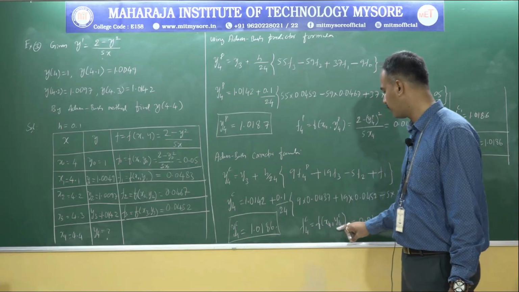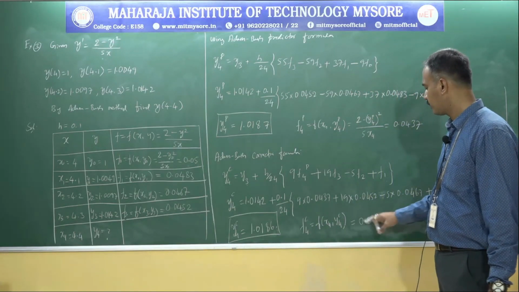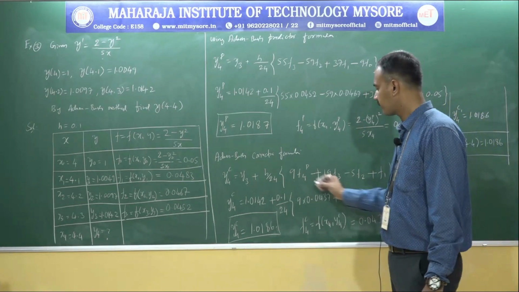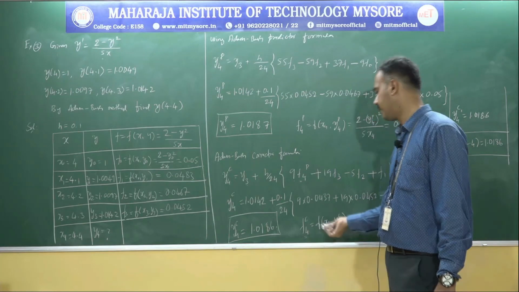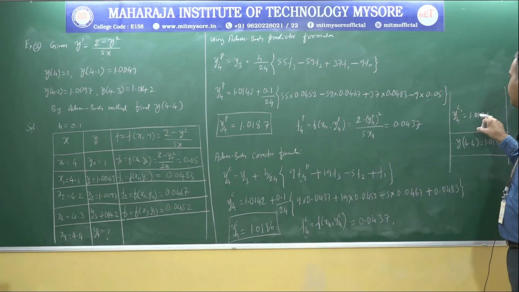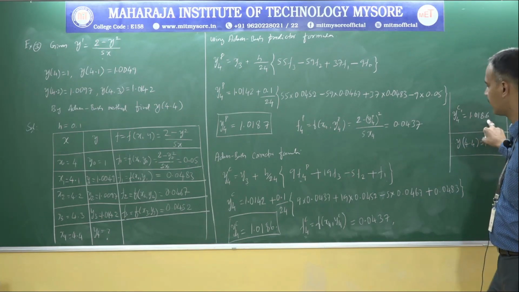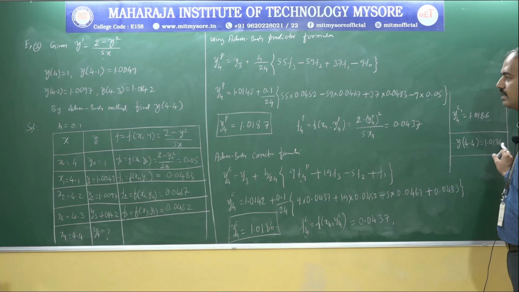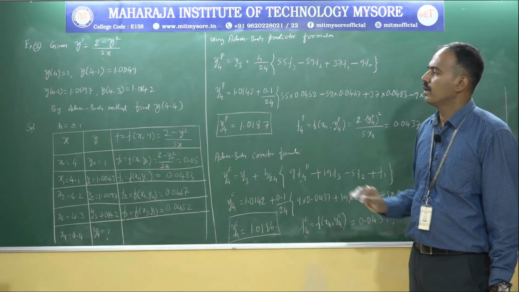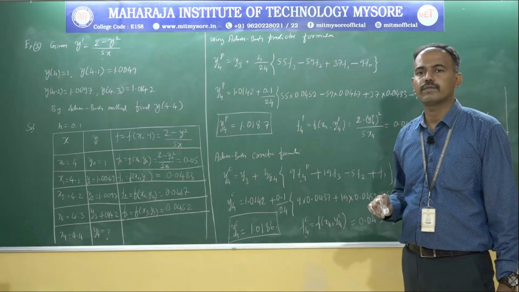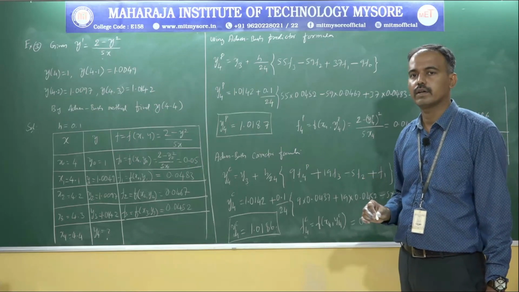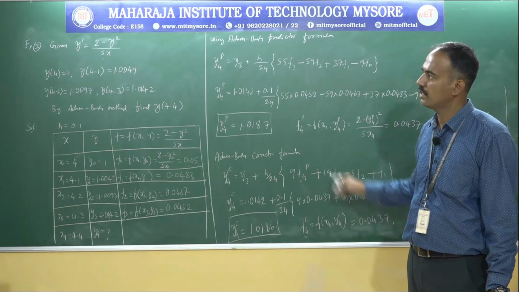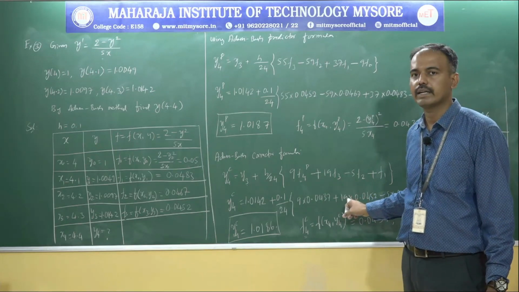f4c is f of x4 comma y4c. After simplifying and substituting in the function, we get 0.0437. Next, in the same expansion, replace f4p with f4c, and we get 1.0186, the same answer. Therefore, finally y of 4.4 is 1.0186. One important observation is that we can estimate y of 4.4 at the particular point x4 with the help of the Adams-Bashforth fourth order method. Is it clear? That was example 3 with the Adams-Bashforth fourth order method.